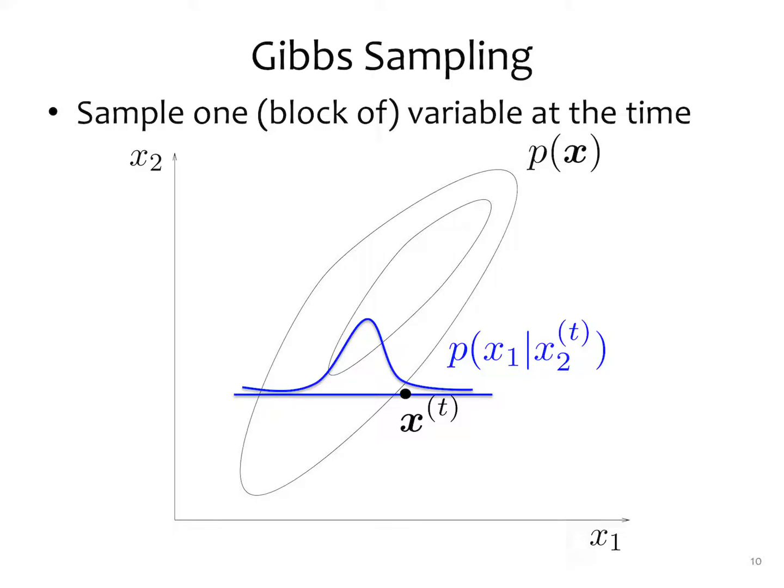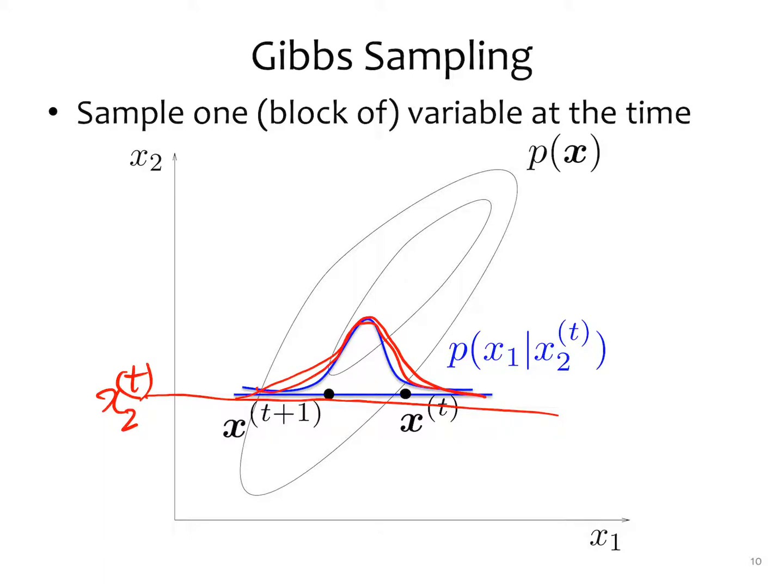So if I'm at the state xt, and I want to fix x2 at a constant value and update x1, I look at the joint distribution p(x), fix x2, look at the profile of p(x) at that point, and draw a sample from it. So in every iteration of the sampling, it is as if you're drawing a sample from a one-dimensional distribution. Again, I fix x2 at iteration t, update x1, draw it from this distribution, and continue.